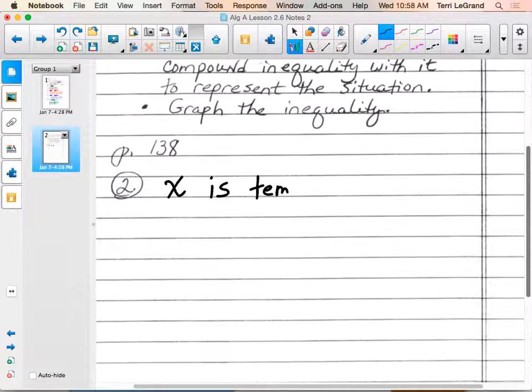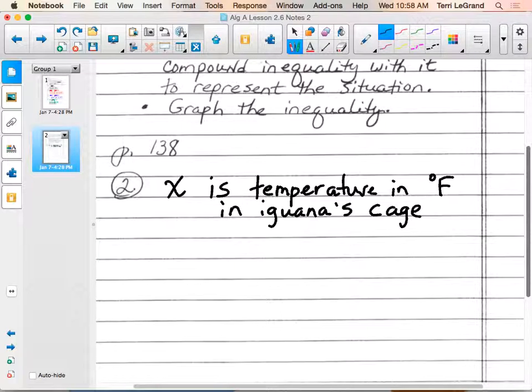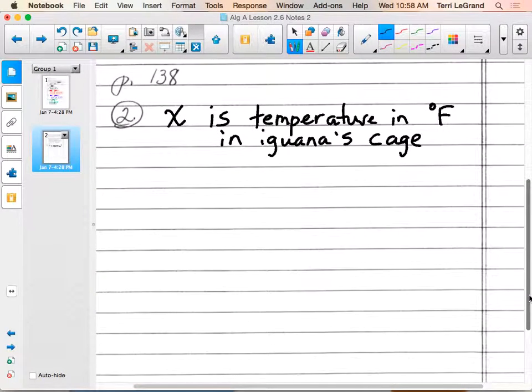And what's it measured in? Fahrenheit. Okay, so temperature in degrees Fahrenheit in iguana's cage. So what is the shaded region? What is the X? What is that representing in this problem?